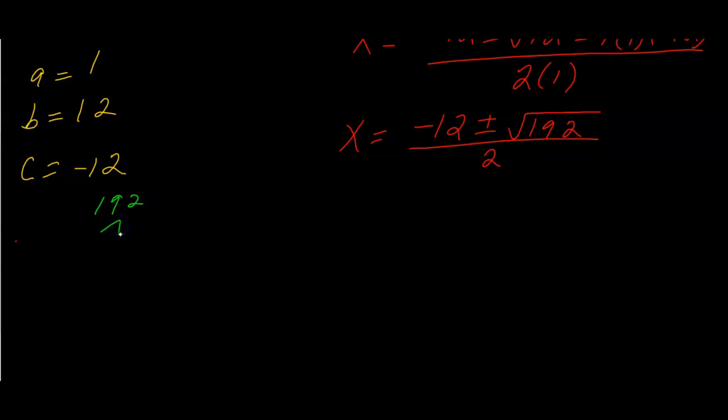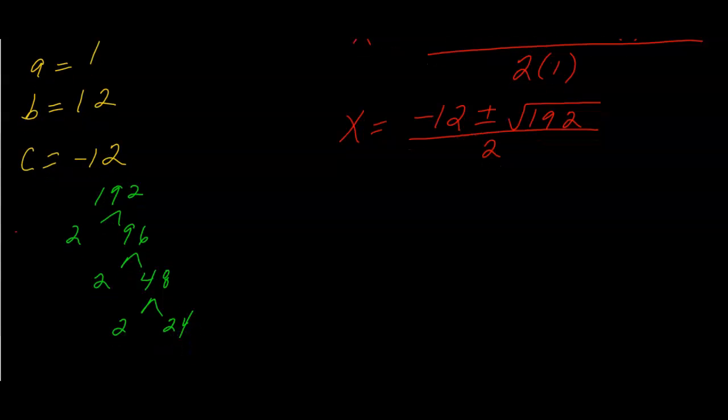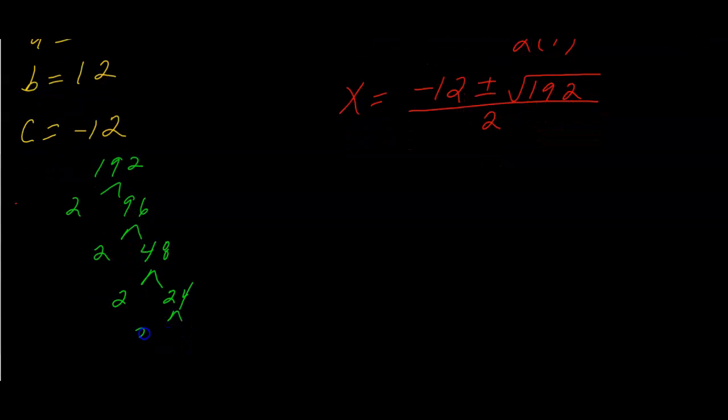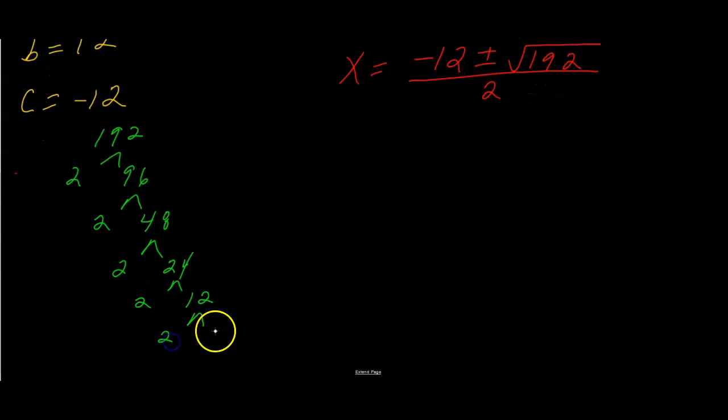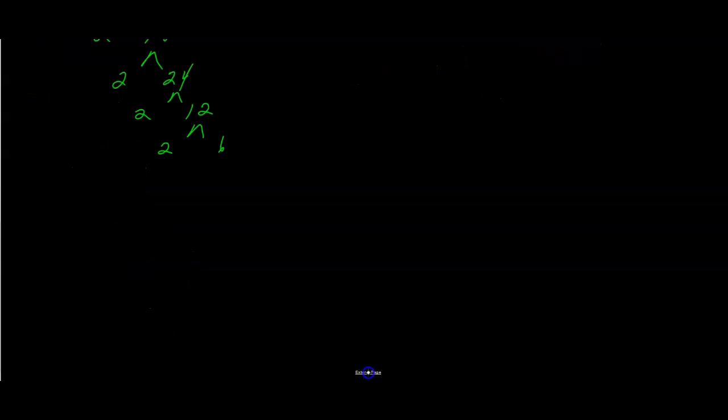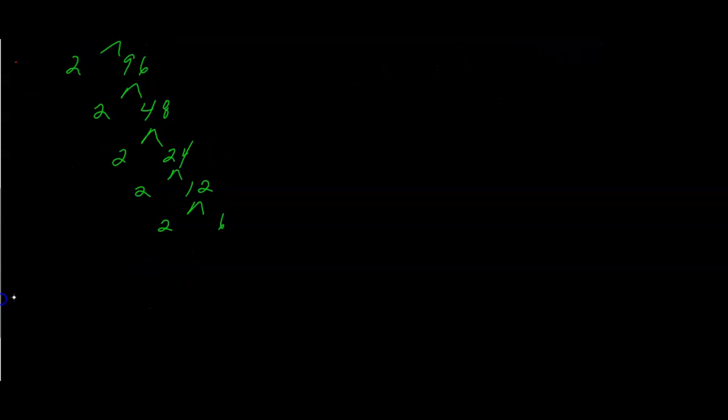Okay, so 192 is even, so I'm going to go ahead and divide it by 2. 96 is even, so you can divide that by 2 again. 48 is also even, divide it by 2, so 2 and 24. 2 and 12. 2 and 6. And then 2 and 3.